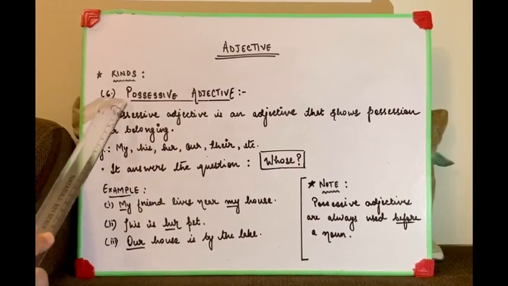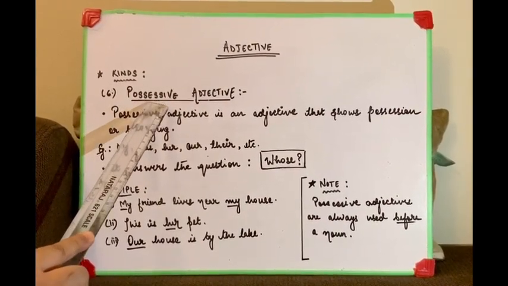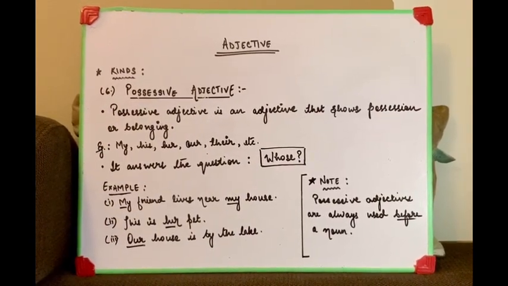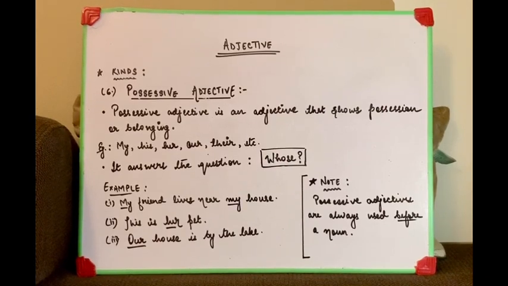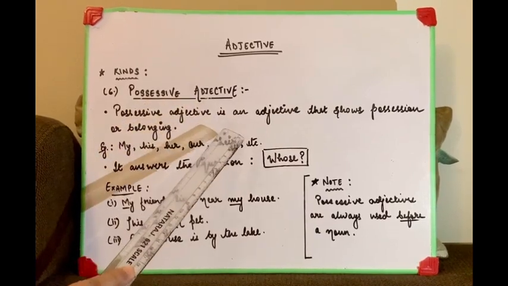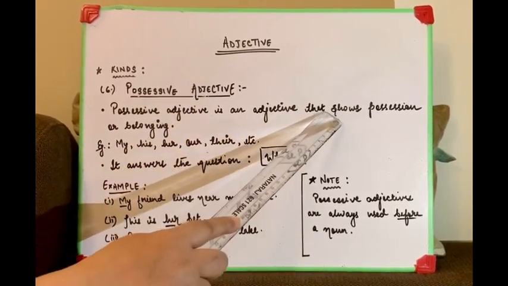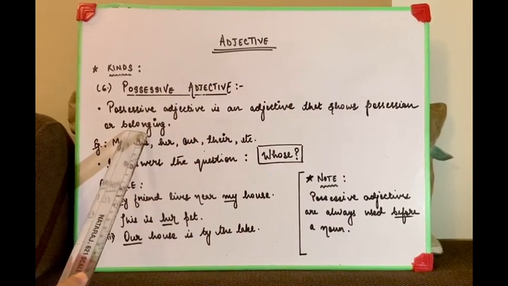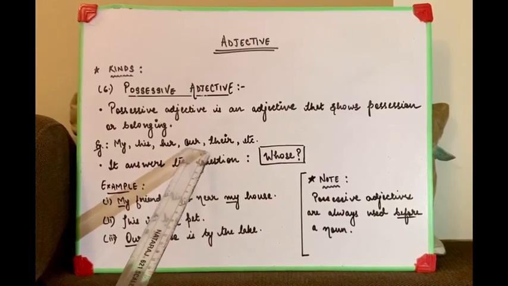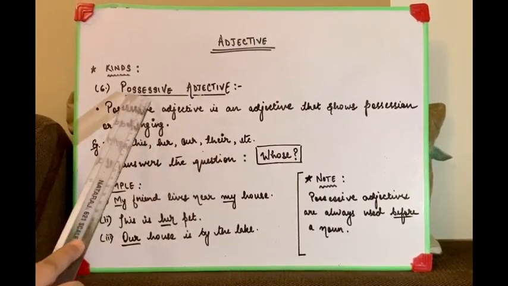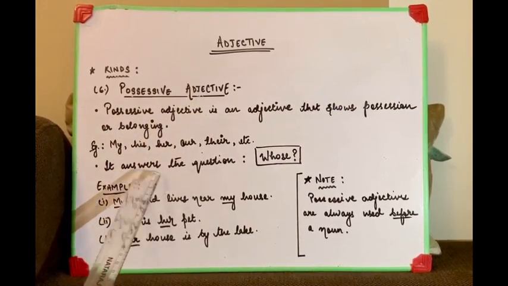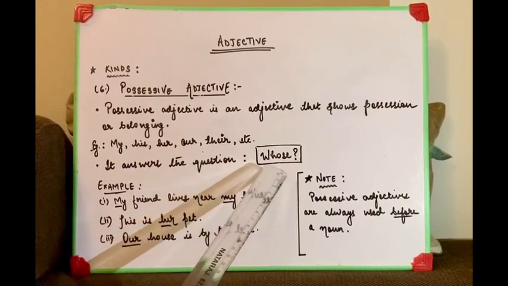Now, our sixth kind of adjective is possessive adjective. Now, possessive comes from the word possession, which means what you have, what you possess. So, the definition of possessive adjective is, it is an adjective which shows possession or belonging. Words like my, his, her, our, their, etc. are used as possessive adjective. So, you have to remember that possessive adjective will answer the question whose.